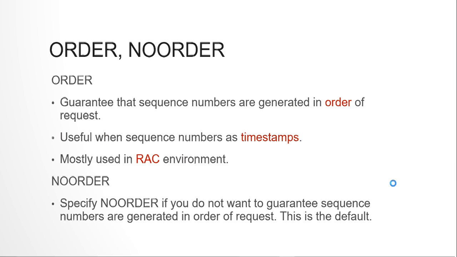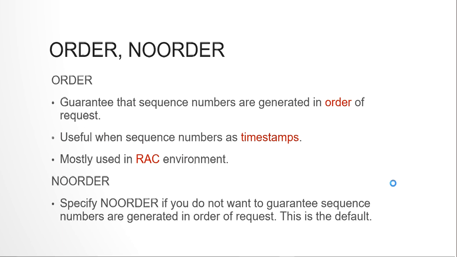So this is working with cache and no cache. It helps in faster retrieval of the values of the sequence. And by default what Oracle does is 20 values are cached. Now comes the order and no order. Now it is quite confusing. People always get confused with these two parameters.